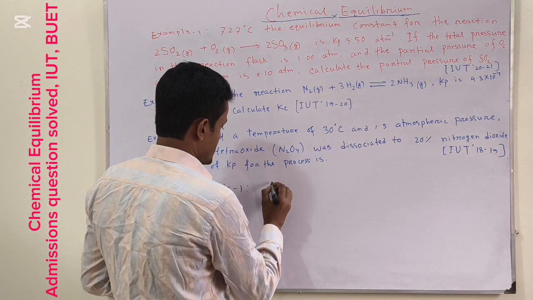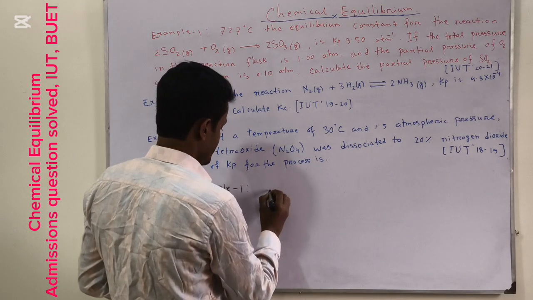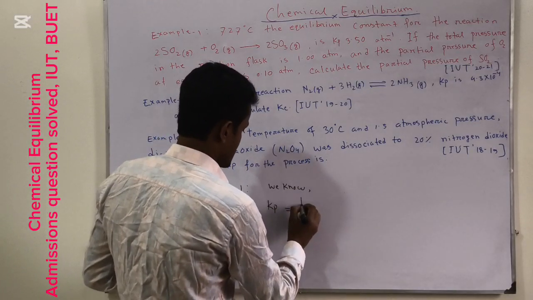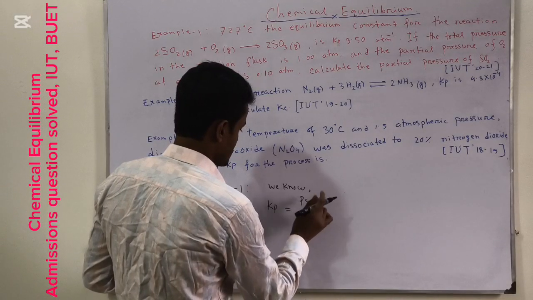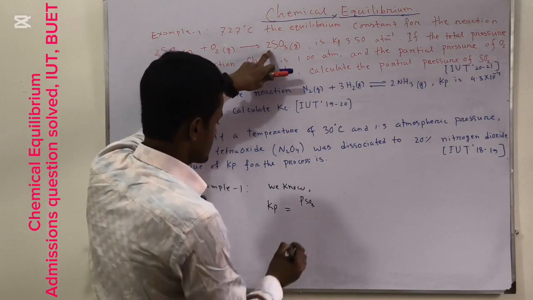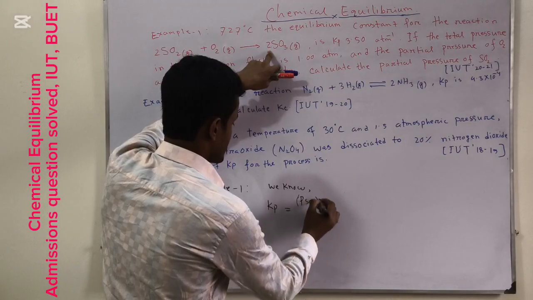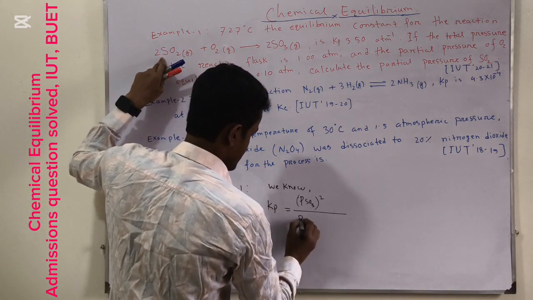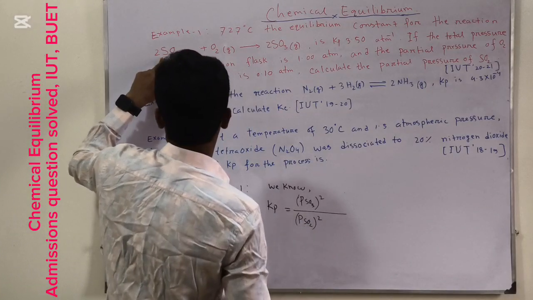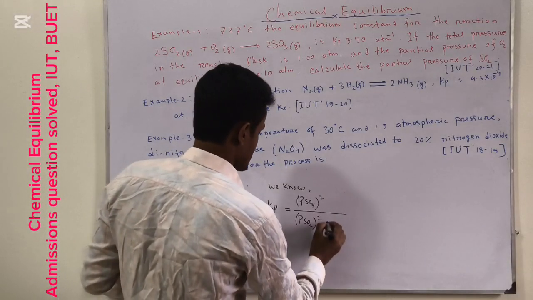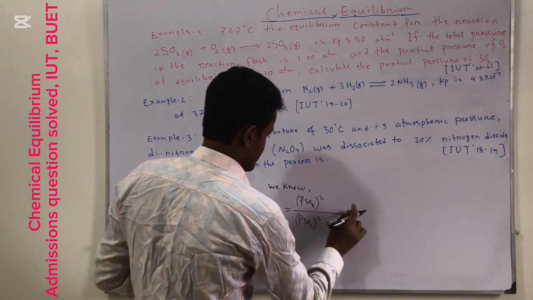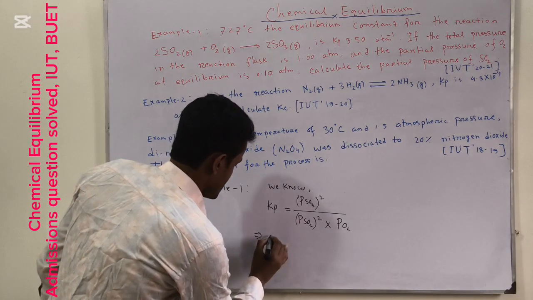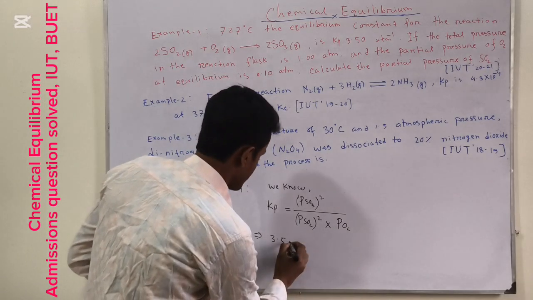We can write the equation of Kp. We know Kp is the partial pressure of sulfur trioxide squared, because it produces 2 moles, divided by the partial pressure of sulfur dioxide squared, because 2 moles of reactant sulfur dioxide, times the partial pressure of oxygen. So we can write the value of Kp, 3.50.